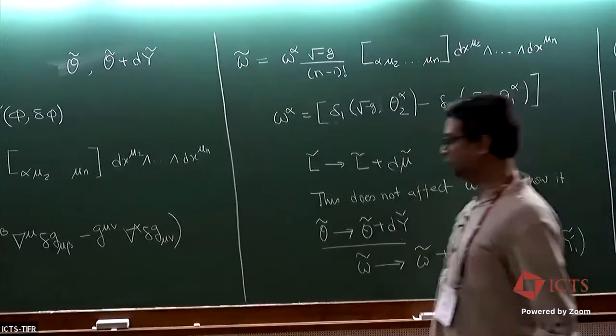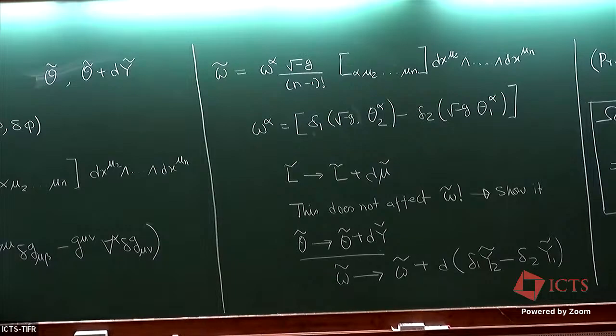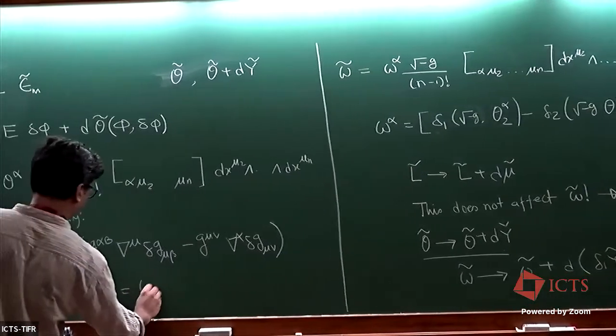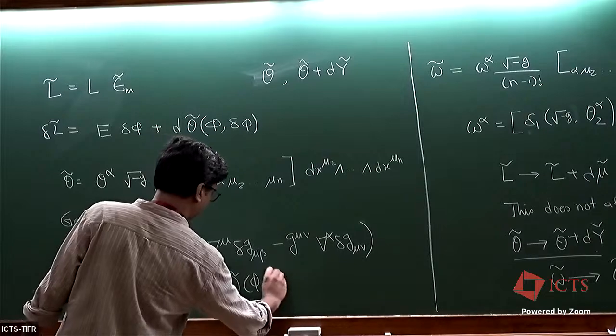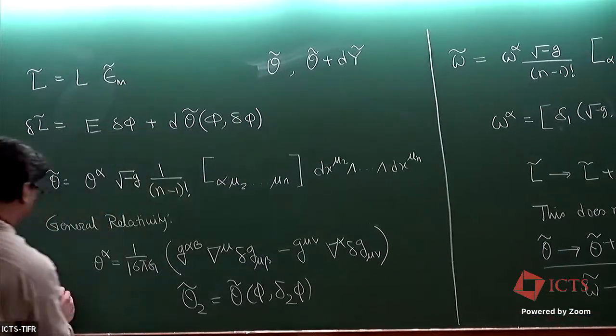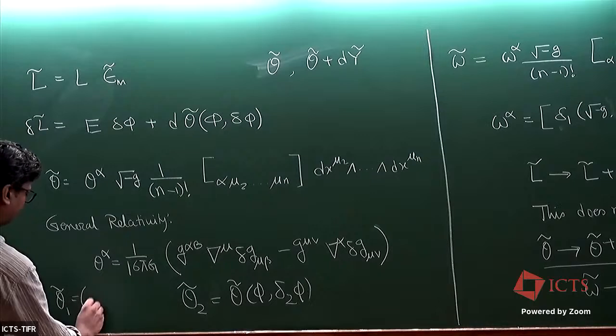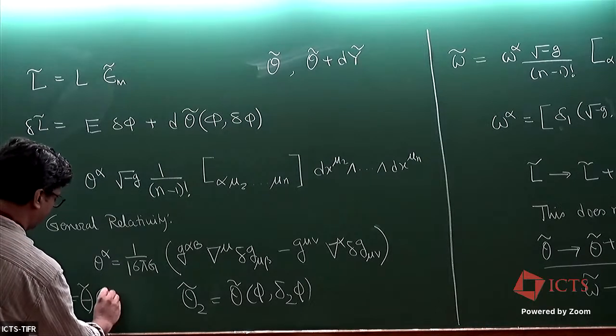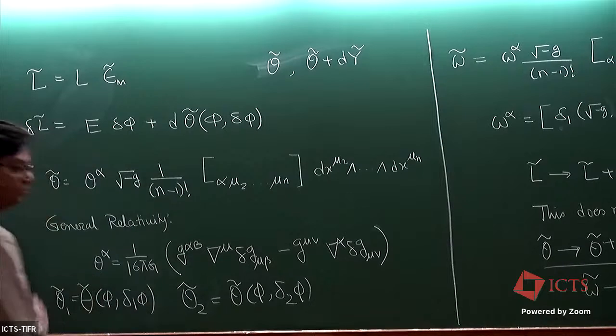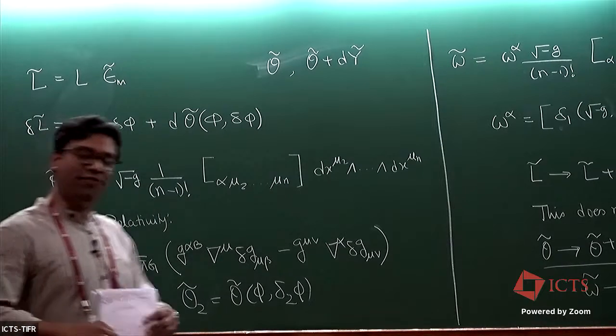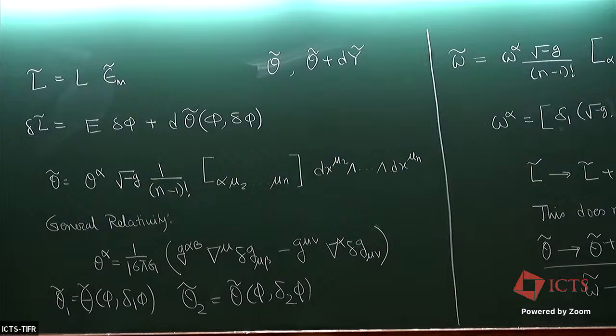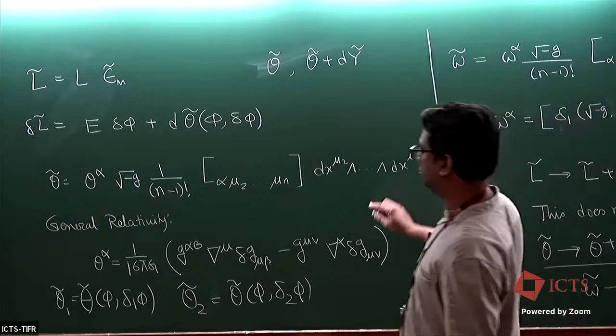Remember, I defined theta tilde 2 equal to theta tilde phi delta 2 phi, and theta tilde 1 equal to theta tilde phi delta 1 phi. So I am taking variations delta 1 and delta 2 which commute with each other. On those variations in the space of variations, I define this omega through this definition. Where is the definition? Here.